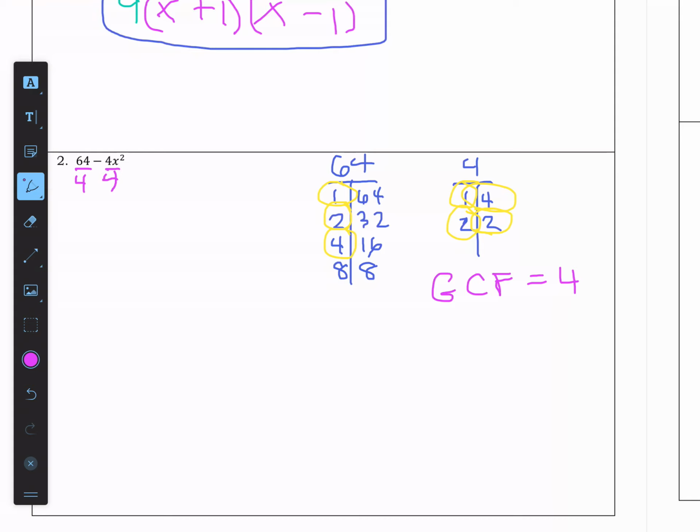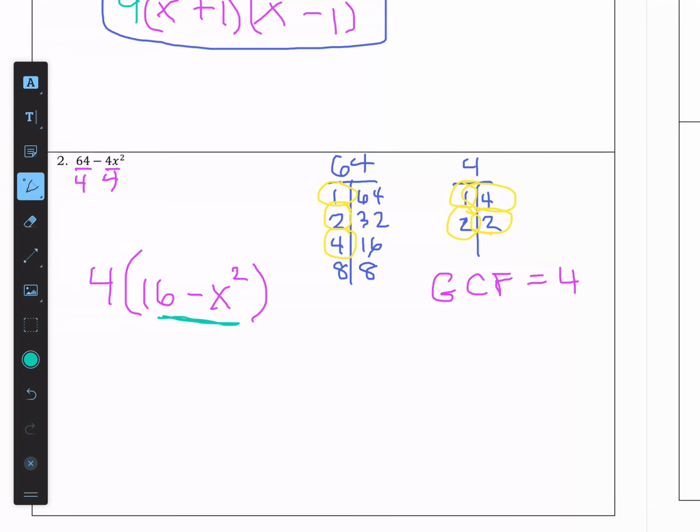So 64 divided by 4 is 16. And then 4 divided by 4 just simplifies to 1. So it's 1x squared, or you can just write x squared. And then don't forget, you still have to put the 4 on the outside. It didn't disappear, it just stepped outside. Okay. And now let's look carefully at what we have remaining on the inside. So on the inside, we have 16 minus x squared.